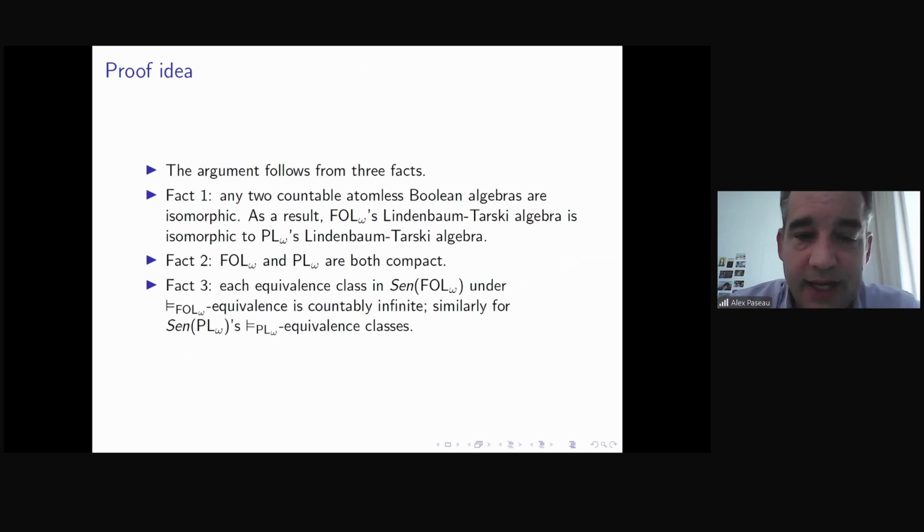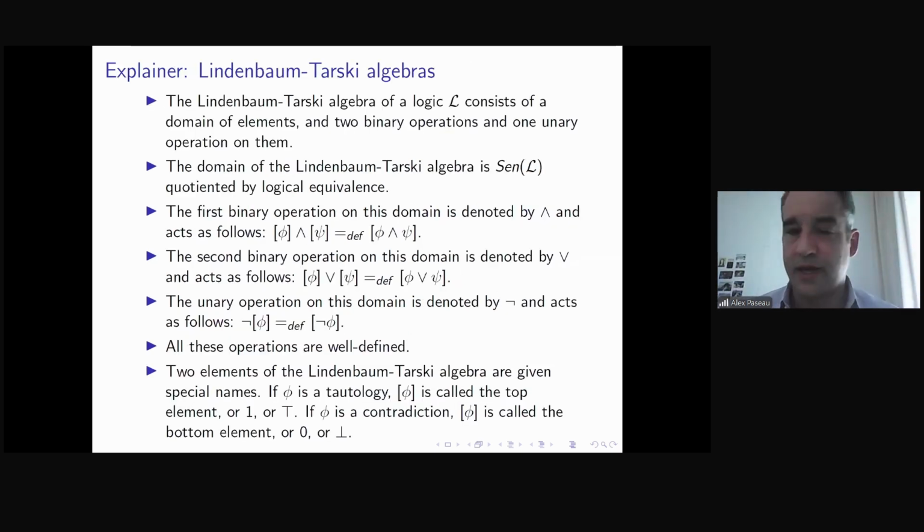The second fact is that both these logics are compact. That's to say, if gamma entails delta, then a finite subset of gamma entails delta, and that will be true for both logics. And again, we've got the fact that each equivalence class in these Lindenbaum-Tarski algebras, of sentences of FOL omega under FOL omega equivalence, is countably infinite. Similarly for PL omega. So let me just give you a little explainer on Lindenbaum-Tarski algebras to make sure that everyone is on board.